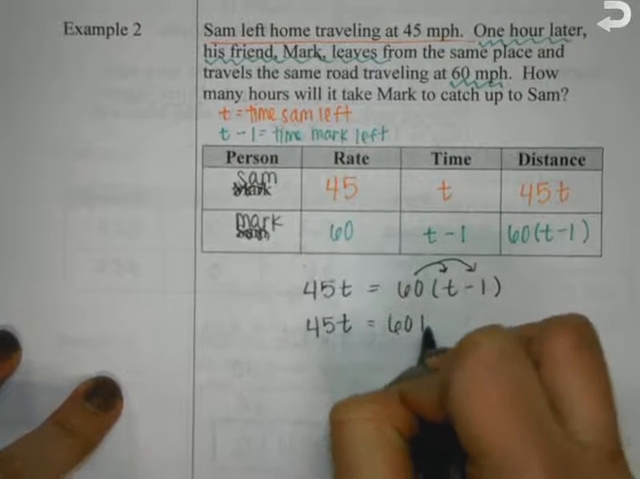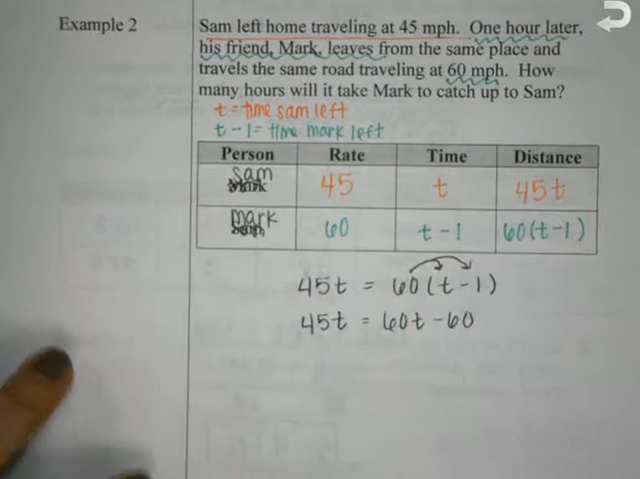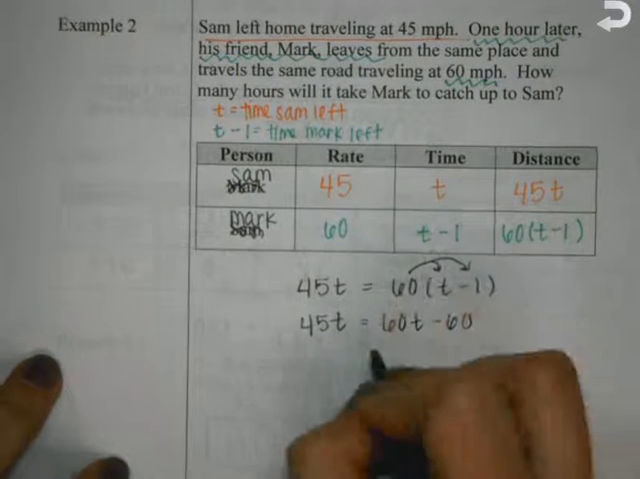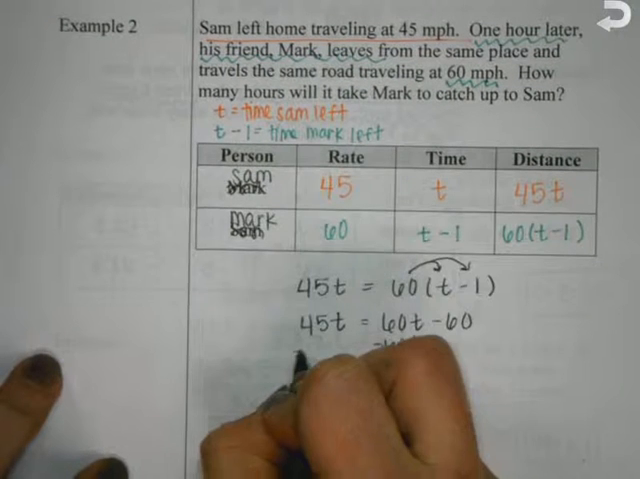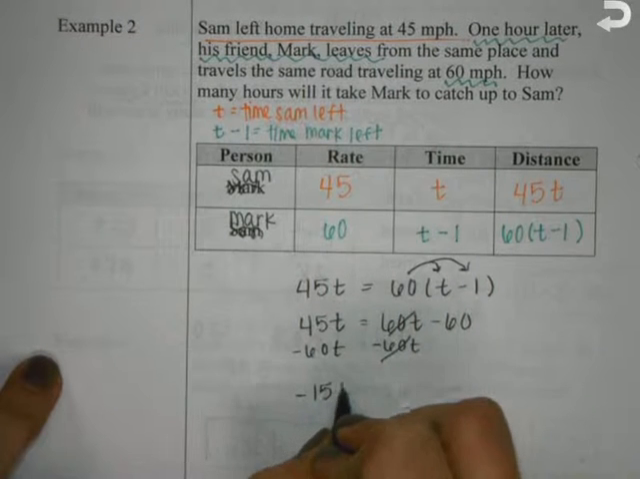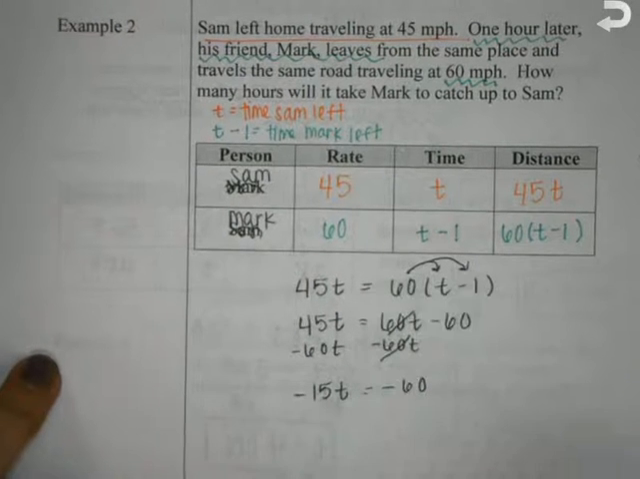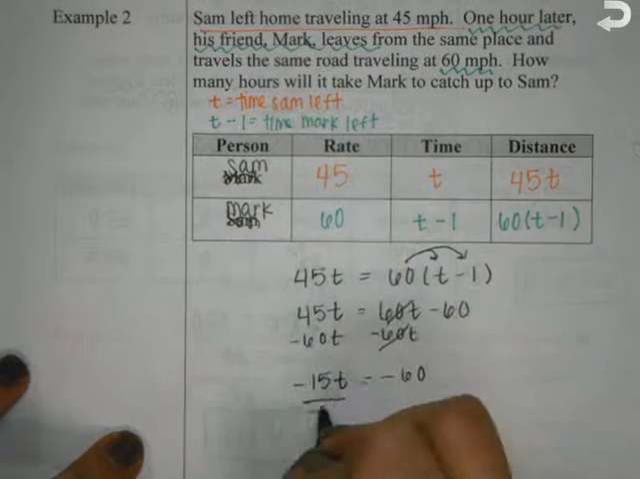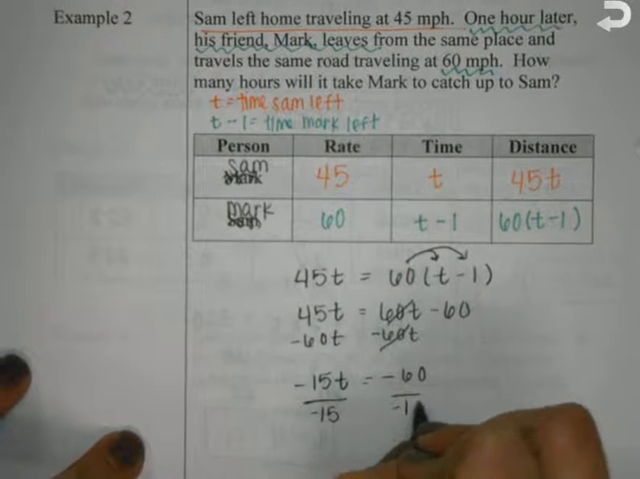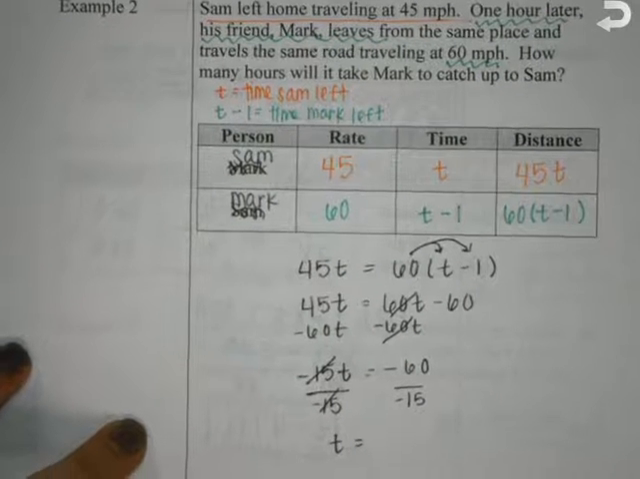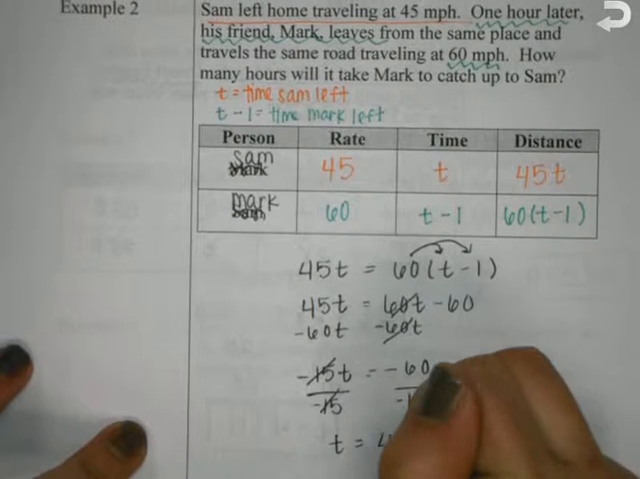Let's subtract 60T from both sides. So that's going to give me negative 15T equals negative 60. Thank goodness it's going to come out positive, right? Divide by negative 15. So T is going to equal 4 hours, because 60 divided by 15 is 4.